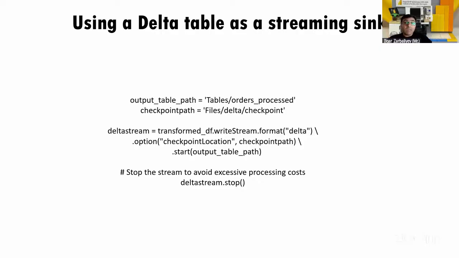Finally, we write the transformed stream out to a Delta table. We use writeStream, specify the data format, provide a checkpoint location, and start the stream against an output table path in the Tables area.